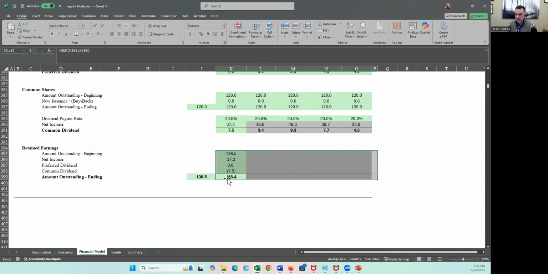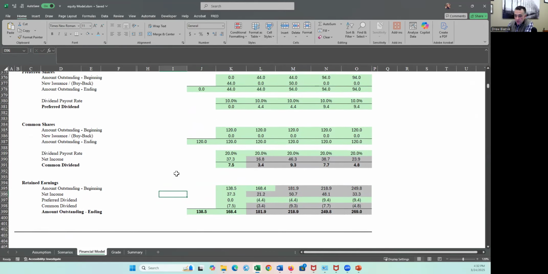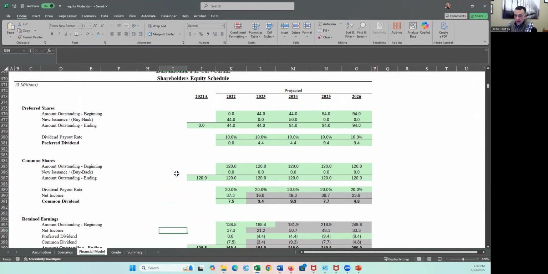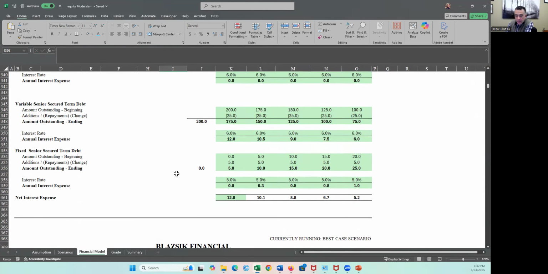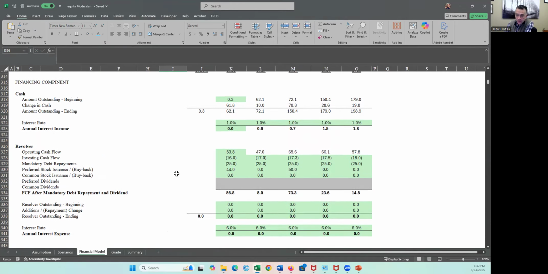So I'm going to highlight those, bring that over. And there we go. Got retained earnings almost all complete here. Next, what I want to do is go up just to show a couple. Actually, I do have it here.